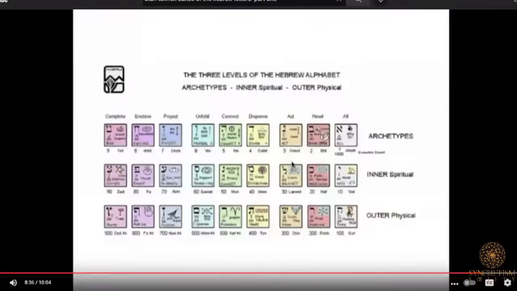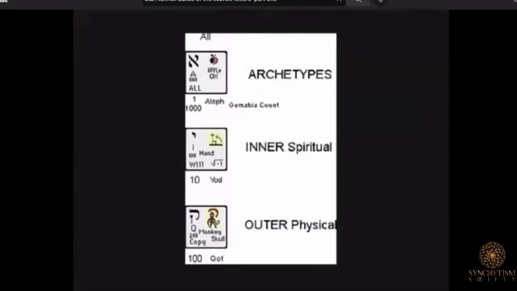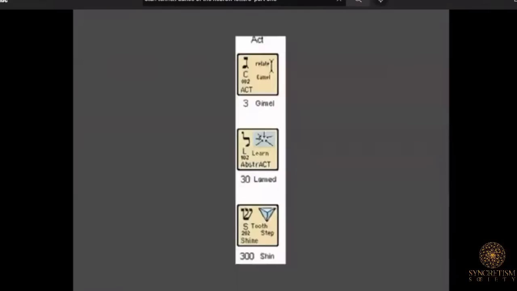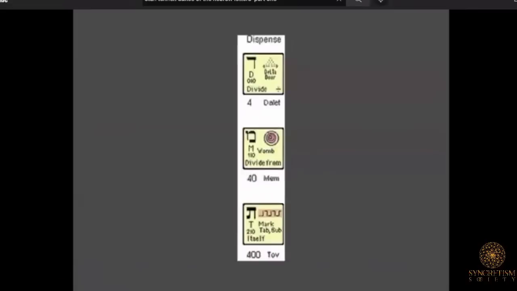Where the Aleph, the Yud, and the Kuf, at 3 levels, the level of Keter of archetypes, the level of Chochma, internal wisdom, and the level of Bina, external understanding. Each 3 levels, Aleph, Yud, and Kuf. Aleph, Yud, and Kuf represent the seed, the beginning point. The Beit, the Kaf, and the Resh, they represent breaking open. They represent the first distinction. The Gimel, the Lamed, and the Shin, they represent action. The Gimel Dalet represents division, dispersion.